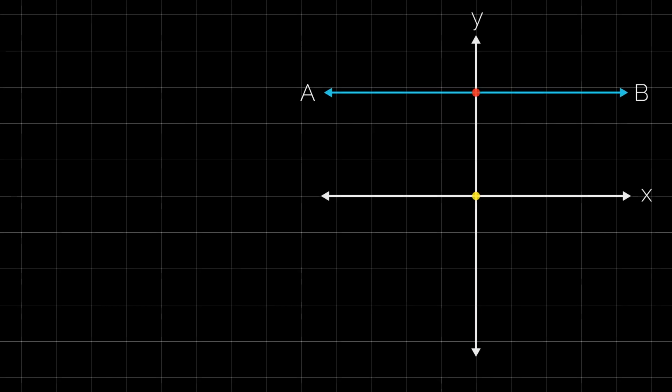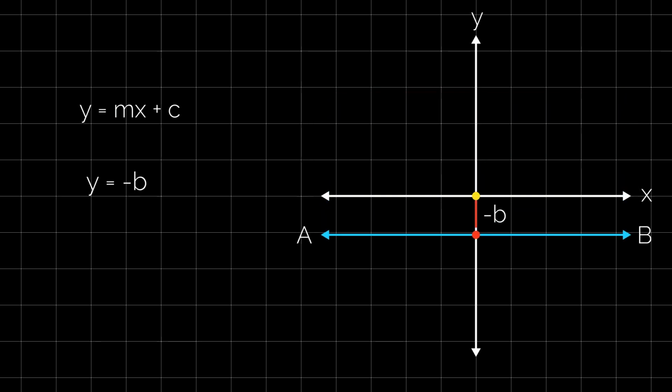Let AB be a straight line parallel to x-axis and at a distance b from it, so y-intercept is b, and the angle with x-axis is 0 degree, so m equal to 0. From slope intercept form of a line, we have y equal to mx plus c, so y equal to b.